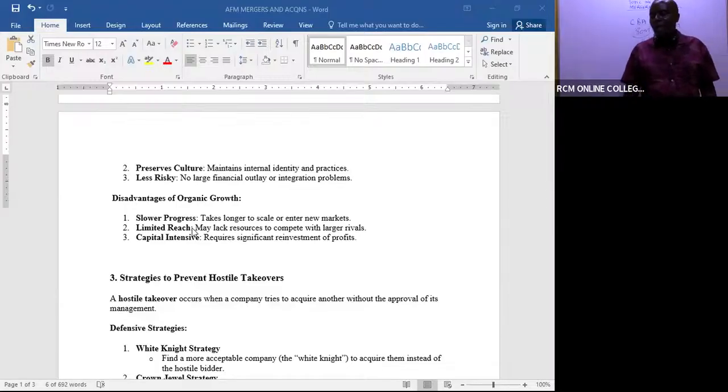Capital intensive, requires significant reinvestment of profits, because when you make an acquisition, ladies and gentlemen, you can easily be lucky to get a game changer. But when you are depending on this organic growth, it's about the owners of the business always financing back, refinancing, bringing in their equity.